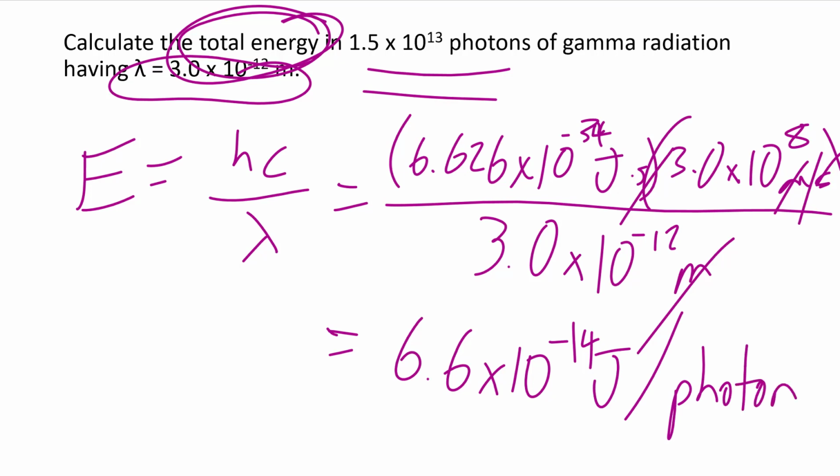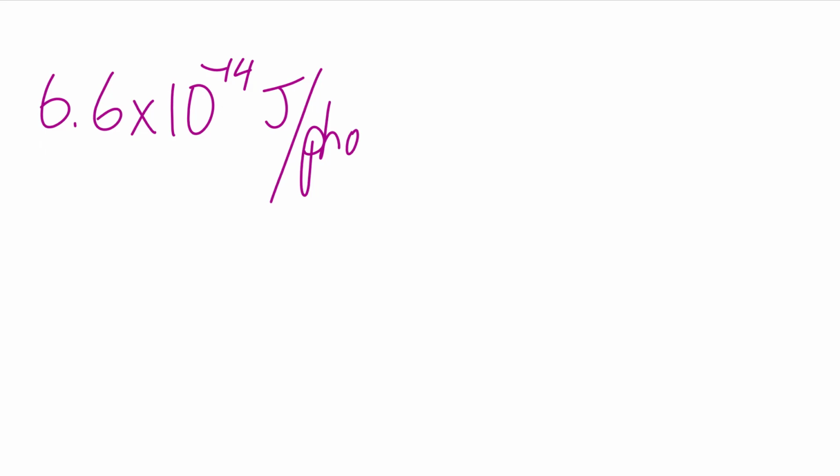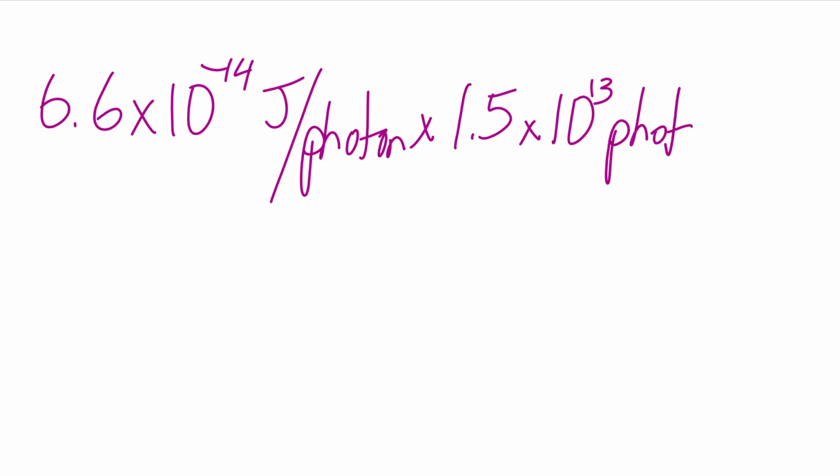What you want to do is calculate the energy of all the photons, 1.5 times 10 to the 13 photons. So what you do is you write the number again, 6.6 times 10 to the negative 14 joules for every photon. Remember, E solves for one photon. And then you're going to multiply by 1.5 times 10 to the 13 photons. Notice the photons cancel the photons, just like in that candy example I talked about.